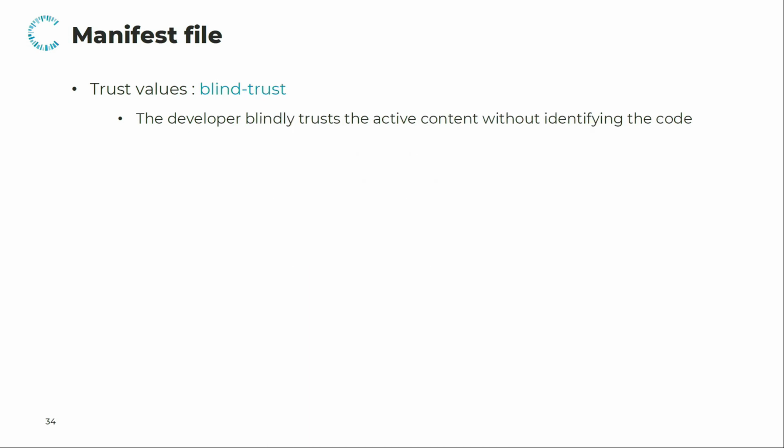The third and the last option is blind trust. The developer blindly trusts the active content without identifying the code. This is used when the code cannot be audited and the code doesn't use accountable.js, such as the code that comes from @bidding. In this case, the code that comes from @bidding can be declared with blind trust in the manifest, and the developer is responsible to properly sandbox that code.